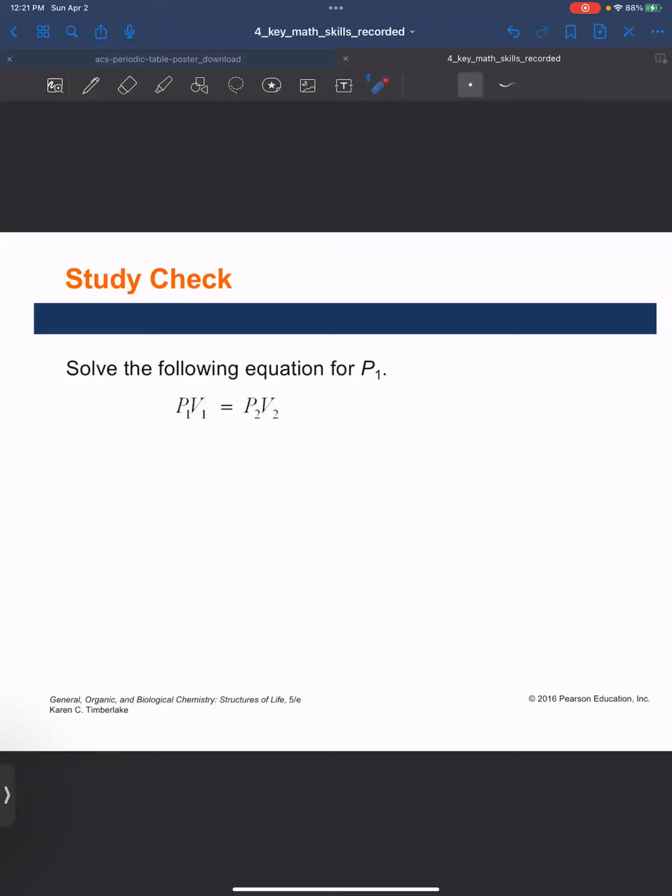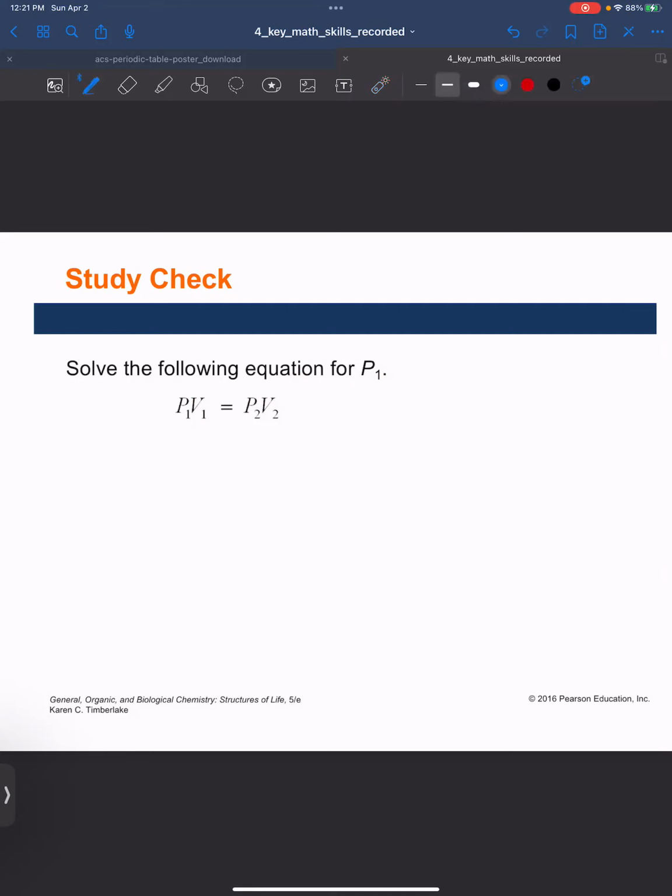So let's do an example here. This is a formula or an equation from one of the gas laws. P1V1 equals P2V2. P is pressure, V is volume. And let's say I wanted to isolate P1. I want to solve for that variable. Maybe I have the values for all the other variables, V1, P2, and V2. So what I want to do is isolate it.